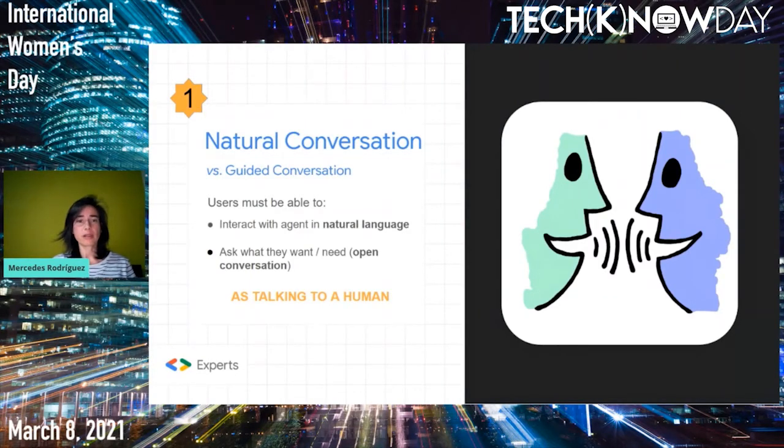Some companies, especially a couple of years ago, were afraid that if they allow the users to ask what they want, the agent wouldn't answer properly. So they chose some kind of guided conversations with buttons, or in case of voice, giving several options to the user and asking them to say, if you want to do this, say or press 1. If you want to do this, say or press 2, or things like that.